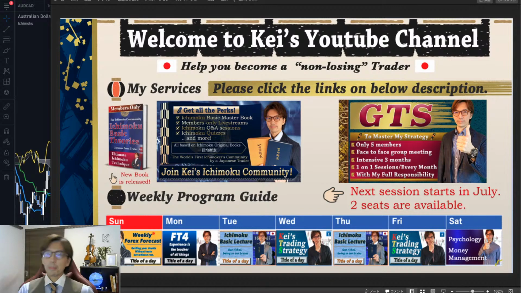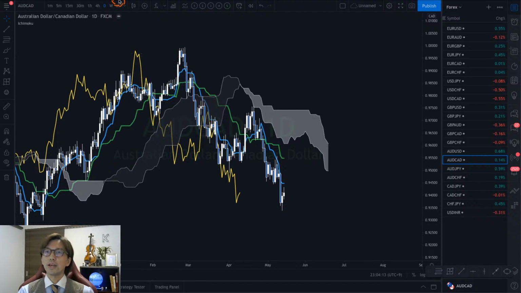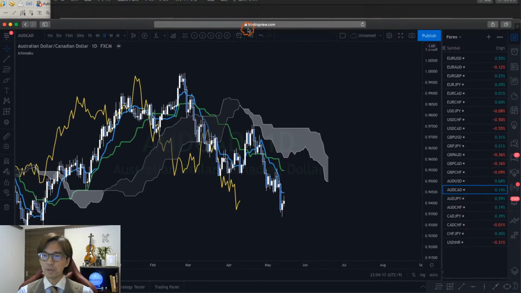Okay, so let me share my chart settings first. This is TradingView. If you can see up here, this is TradingView. I'm using TradingView as my main chart software, and I post my analysis on TradingView too.